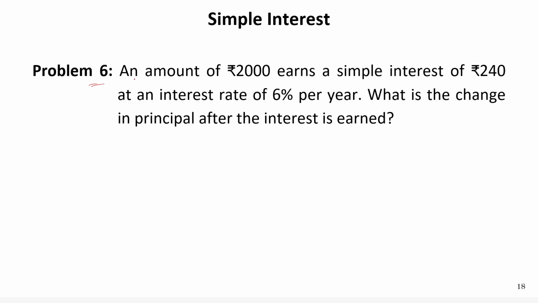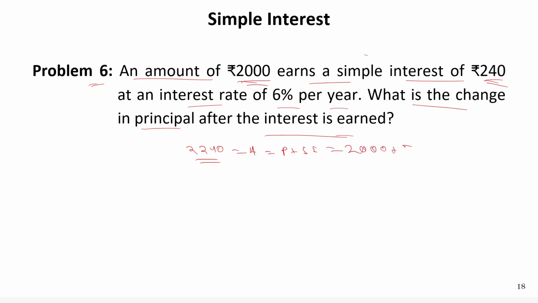So let's see problem number 6. An amount of 2,000 earns a simple interest of 240 at an interest rate of 6% per year. So what is the change in principal after the interest is earned? So this much amount in simple interest per year. So the amount of principal that is changed is equal to what? Adding these two, what we are left with is 2240. This much will be the final amount. A is equal to what? P plus SI. So P is equal to 2000 here, and SI is given to us as 240.